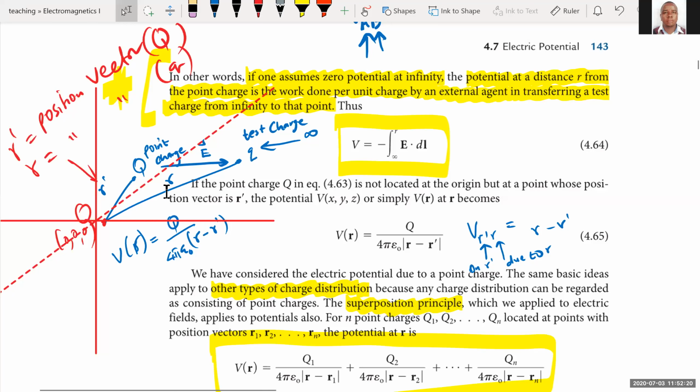So I was actually reading this statement saying that if the point Q is not located at the origin, but at a point whose position vector is R prime, the way I have shown you here, then the potential V(x,y,z), or simply V(r), observed at point P, which is the one I'm pointing at now, is going to be given by Q over 4 pi epsilon naught times the magnitude of R minus R prime. And of course, that charge is at point R prime.